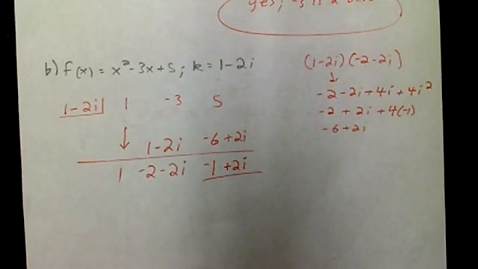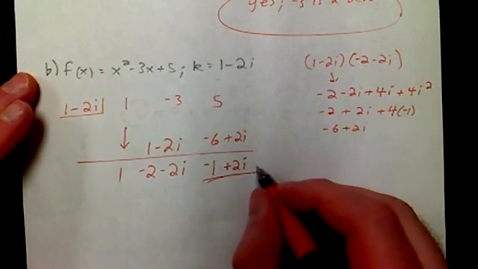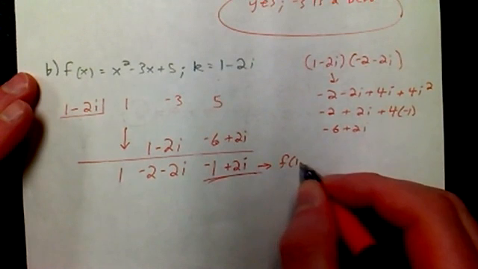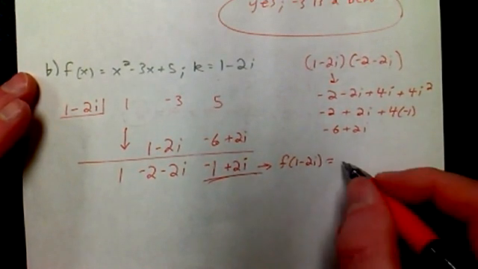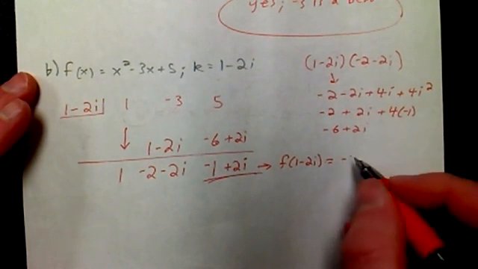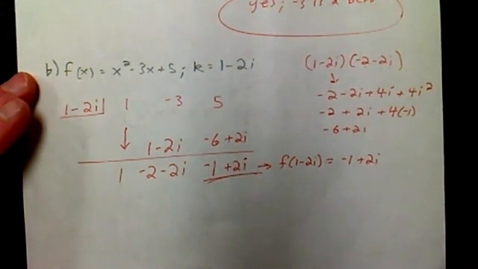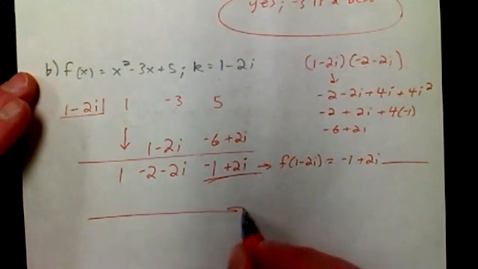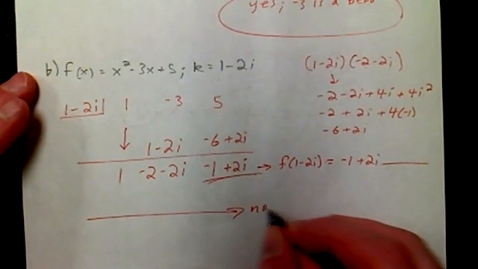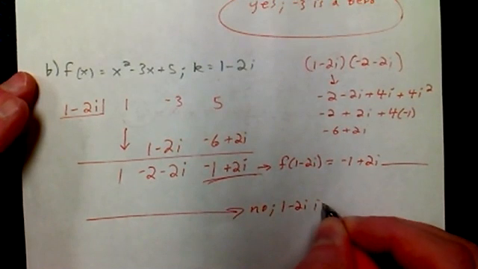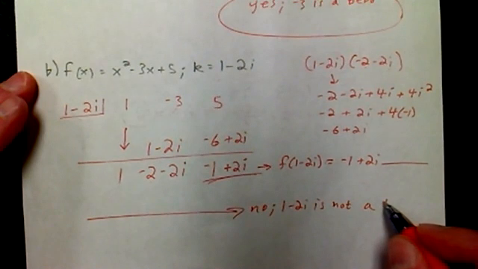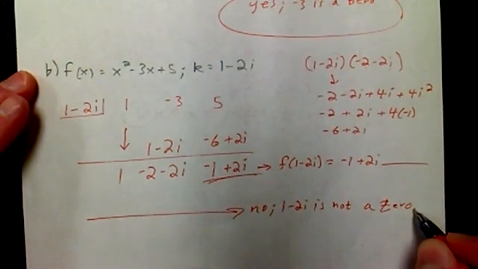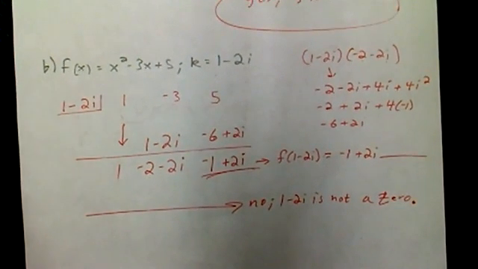All right, good. So what does this tell me? This tells me that f of 1 minus 2i is equal to -1 plus 2i. Well, that's not 0. So that tells me that no, 1 minus 2i is not a 0. All right, and that does it for 3.2.